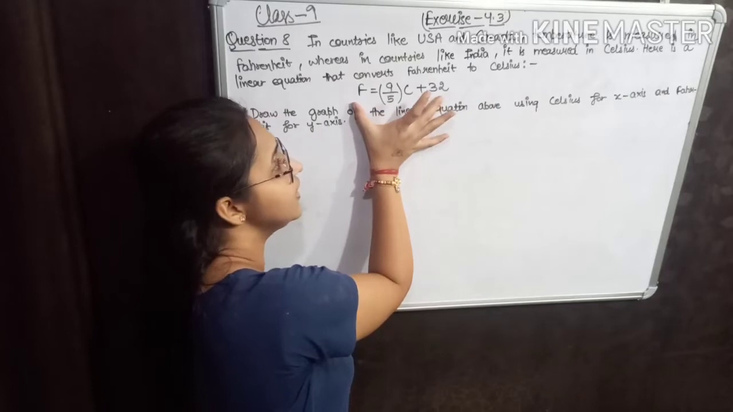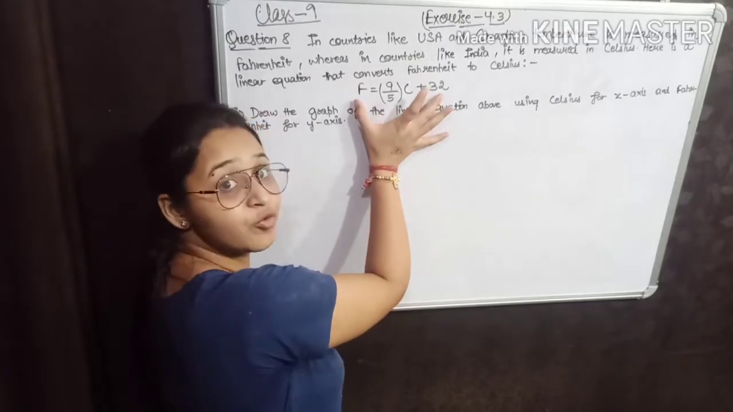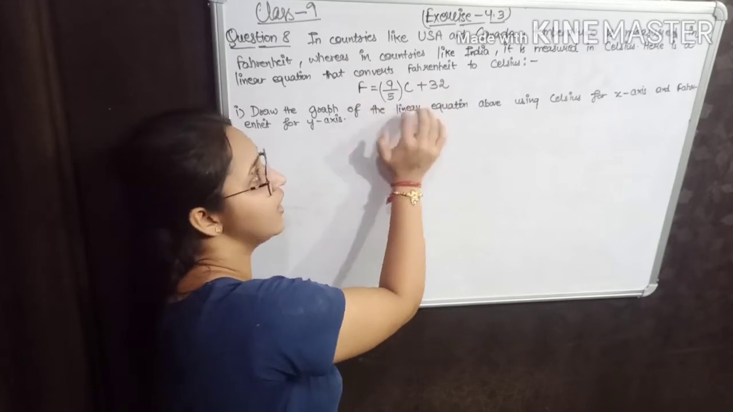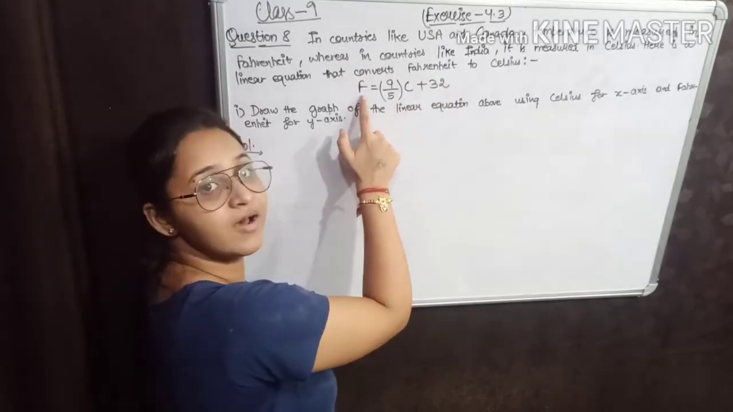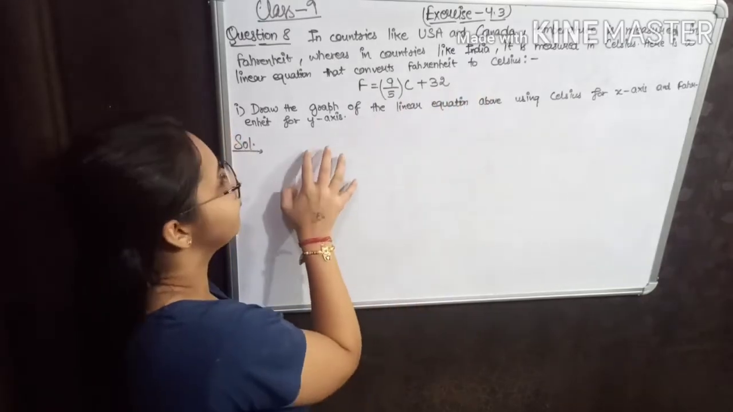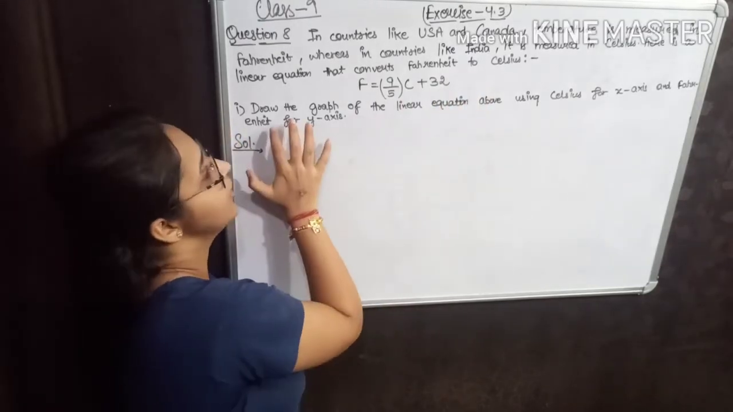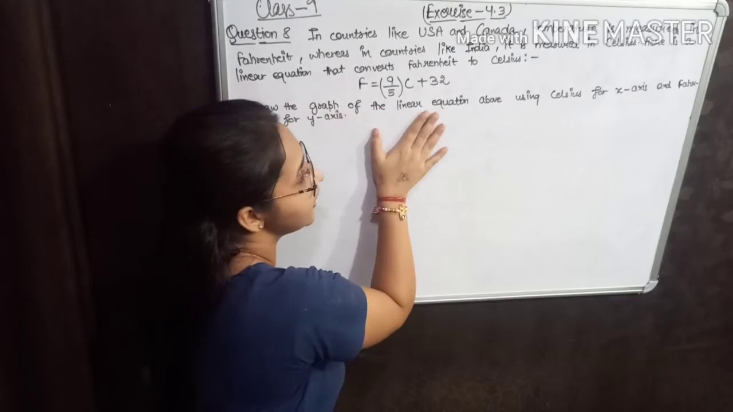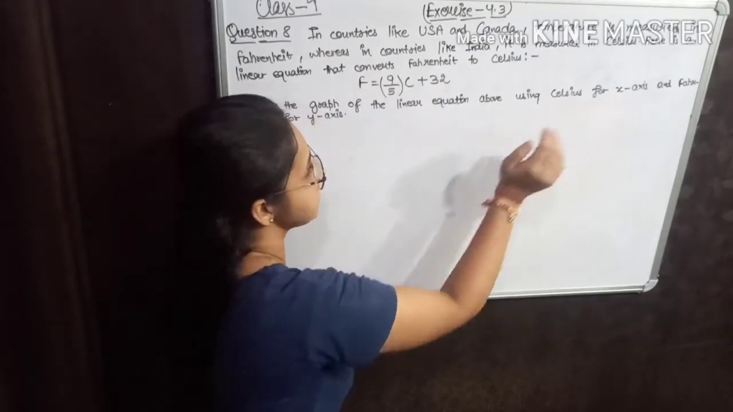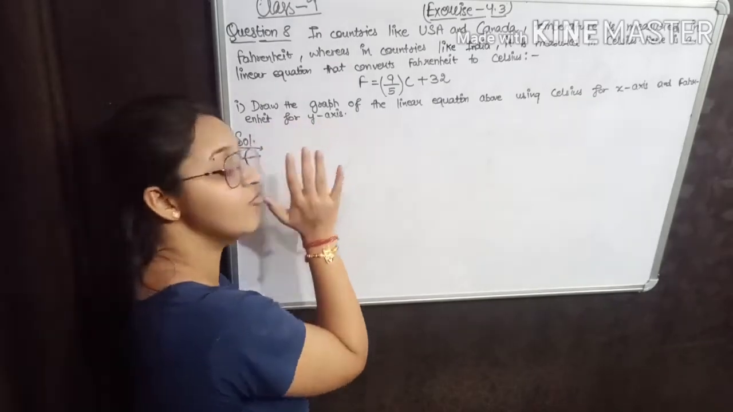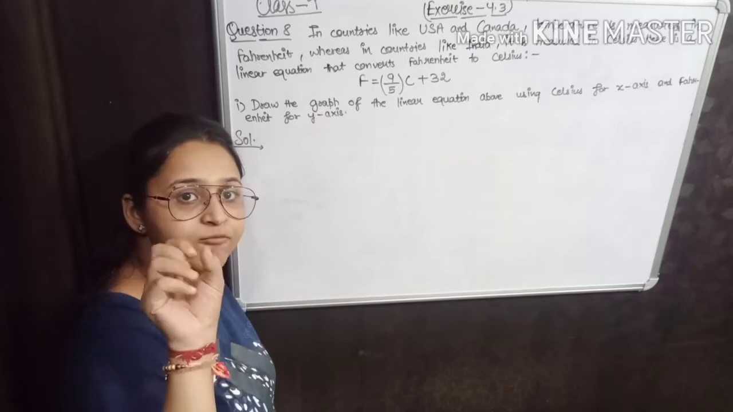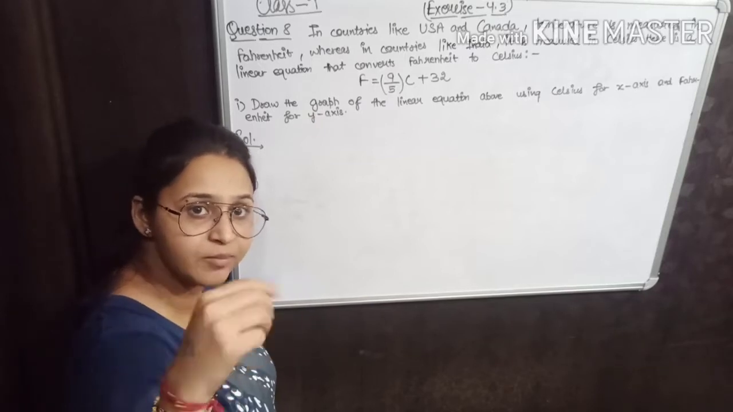This is a linear equation that is provided in the question itself, or we can say that this is a relationship between Fahrenheit and Celsius that we are provided. Now, the first part of this question is, draw the graph of the linear equation above using Celsius for x-axis and Fahrenheit for y-axis. And you know very well that if you are drawing a graph for a linear equation in two variables, you will mention x-axis and y-axis.